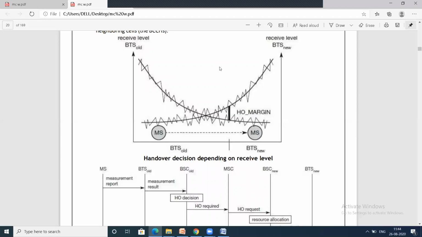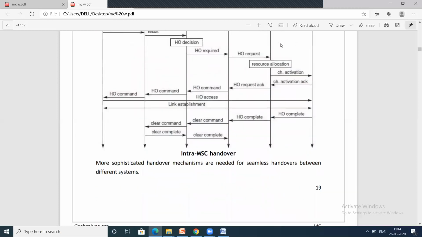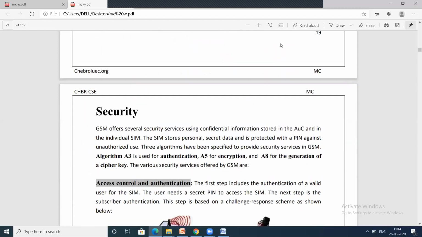And this diagram shows how the handover decision will be taken. That will depend upon the receiving level. As the mobile station is moving from the old base station, old BTS, to the new BTS, at one point, that is the HO margin, the handover margin, it will decide and it will receive the signals from the new base transceiver station. And this is the intra-MSC handover we discussed in yesterday's class.